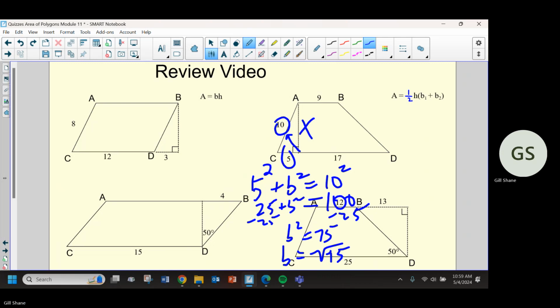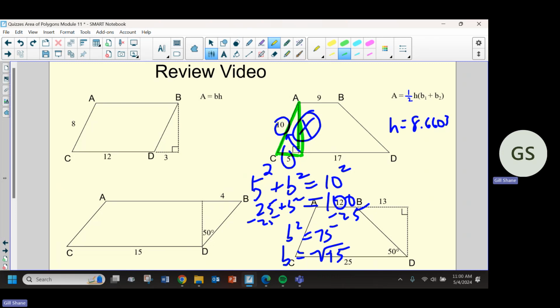Alexa, what's the square root of 75? The square root of 75 is approximately 8.6603. So that is my height. That's what I just solved for when I solved for that side of the right triangle. Again, the right triangle was highlighted, A to C, C to that point. There's no variable there. And that was the right triangle, and I just solved for the height.